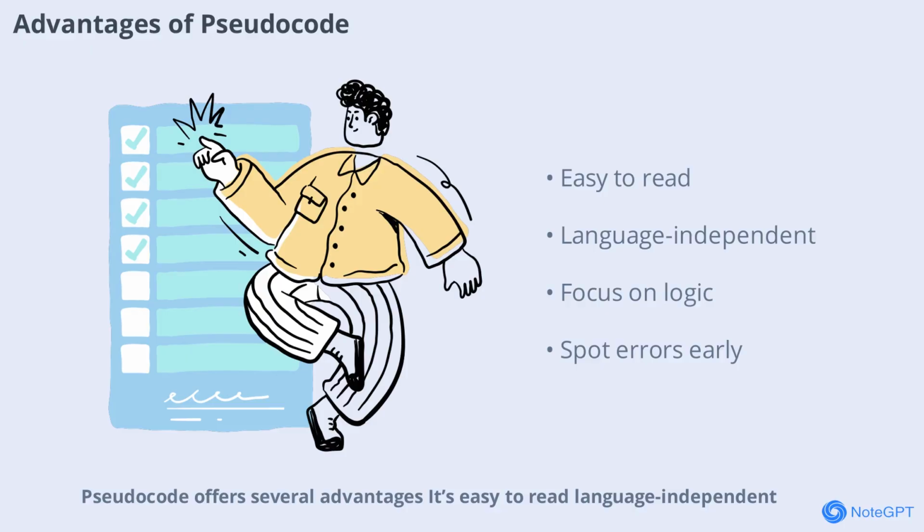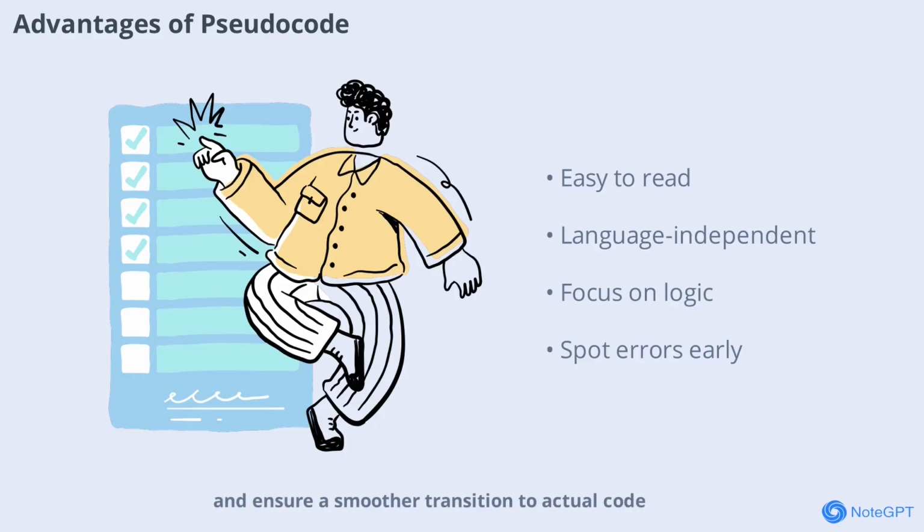Pseudocode offers several advantages. It's easy to read, language independent, and helps you focus on logic rather than syntax. It also makes it easier to spot errors and communicate ideas with others. By using pseudocode, you can plan your algorithms more effectively and ensure a smoother transition to actual code.